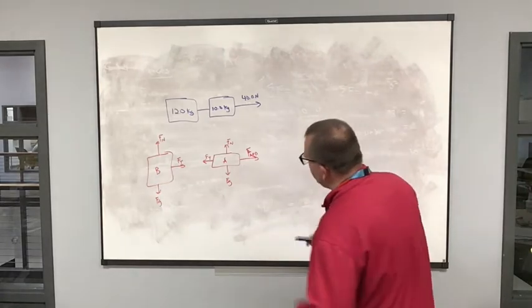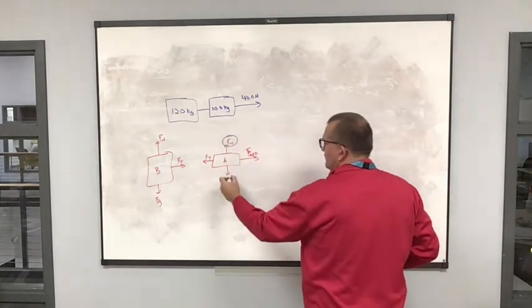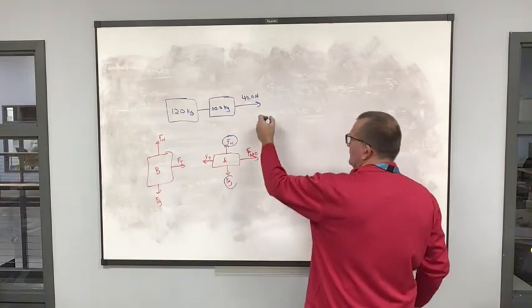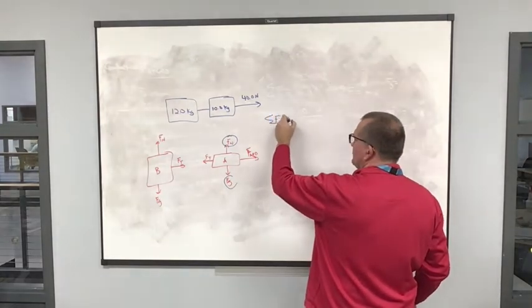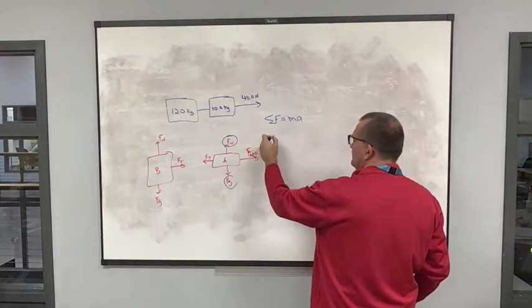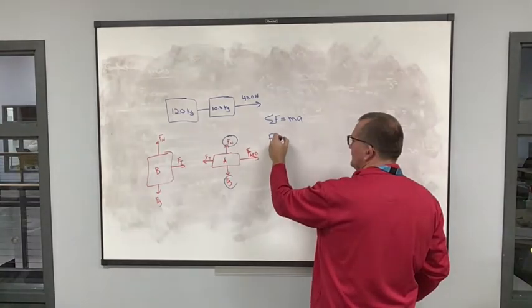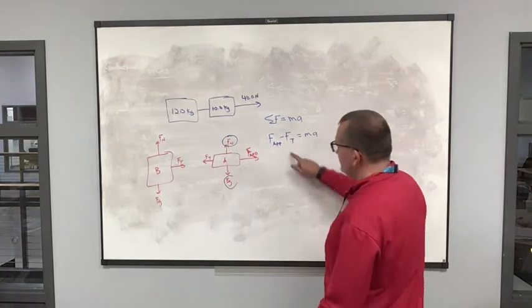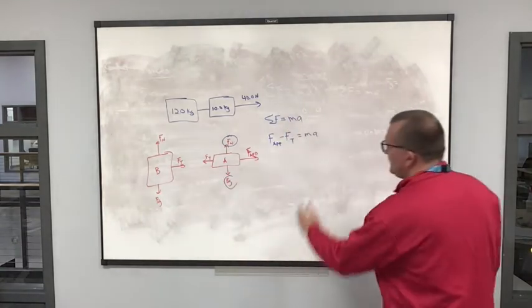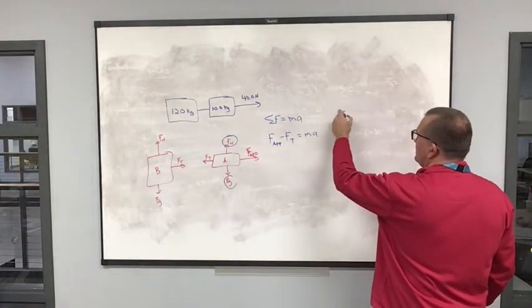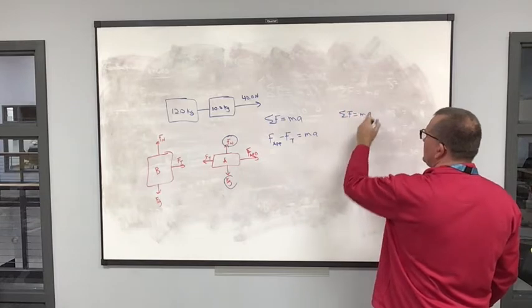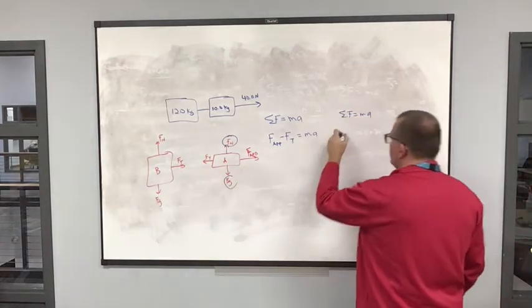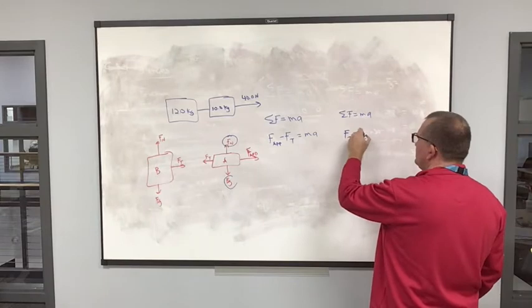So let's write out Newton's law formula for each. For box A, these two balance out, so I'm only worried about the horizontal. So the sum of my forces is equal to MA. I want to make this positive. Force applied minus FT equals MA. And then for box B, the sum of my forces equals MA. I only have one force, that's a positive. FT is equal to MA.